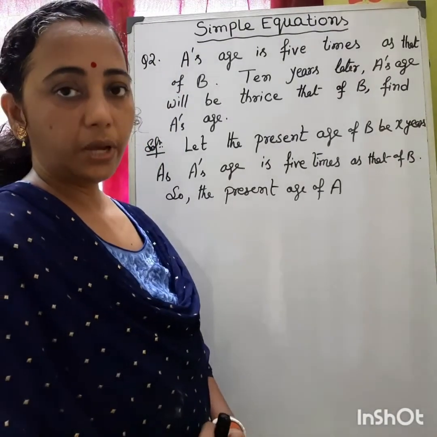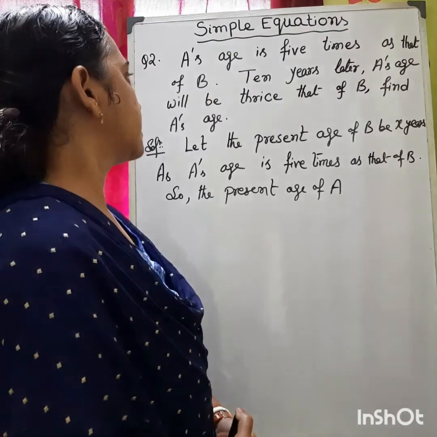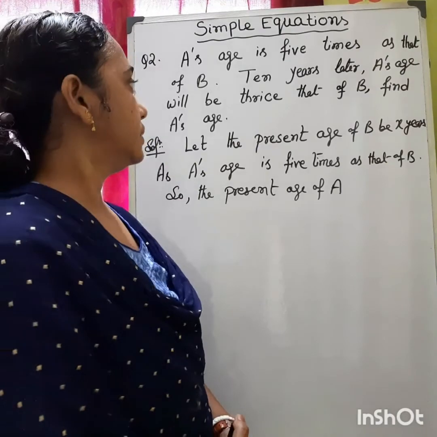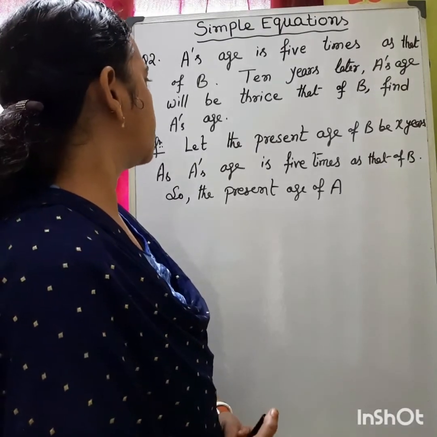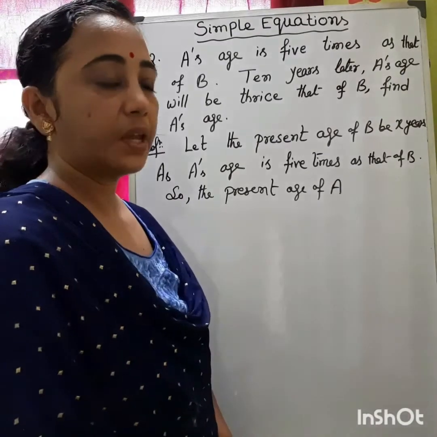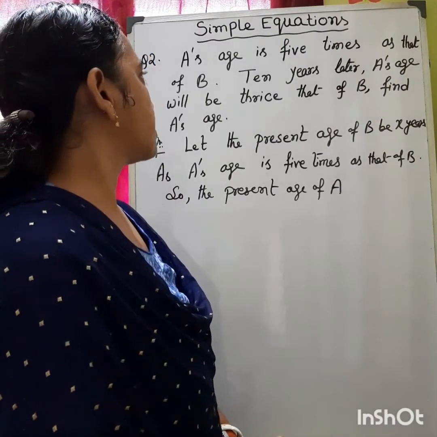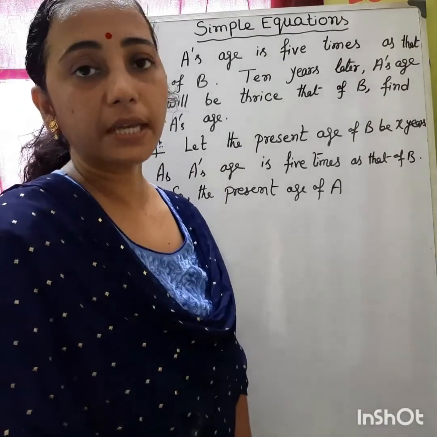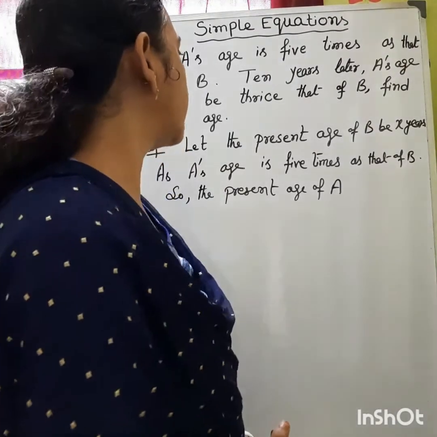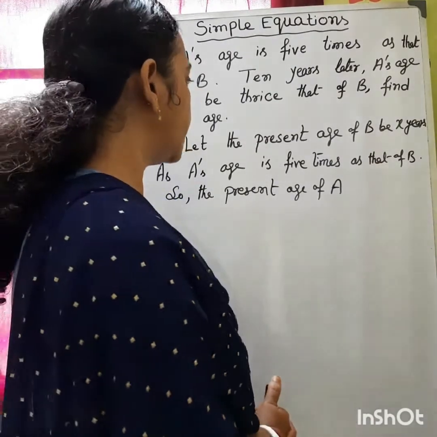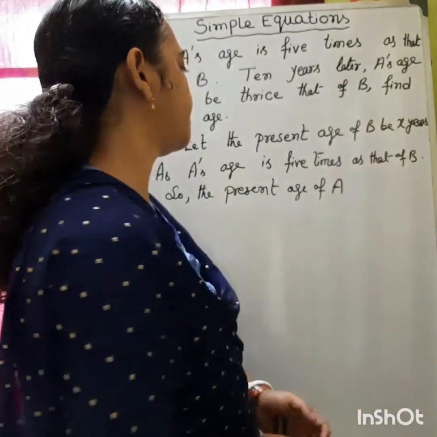Now let us do another question: A's age is 5 times that of B. 10 years later, A's age will be thrice that of B. Find A's age. So in the first line of this question, A's age is 5 times that of B. But what is the age of B? That is not given in this question. So let us consider the present age of B to be x years.